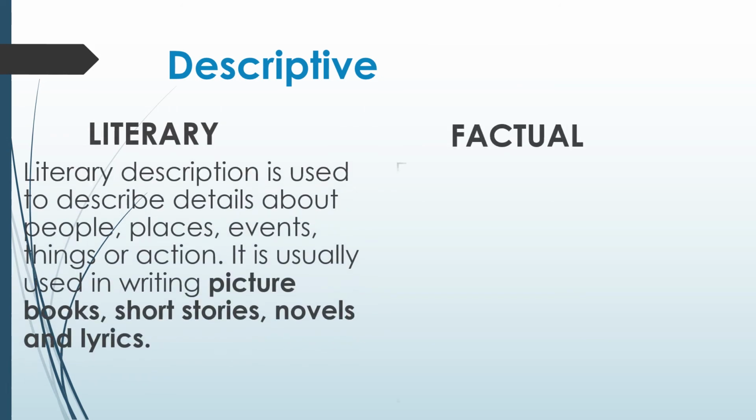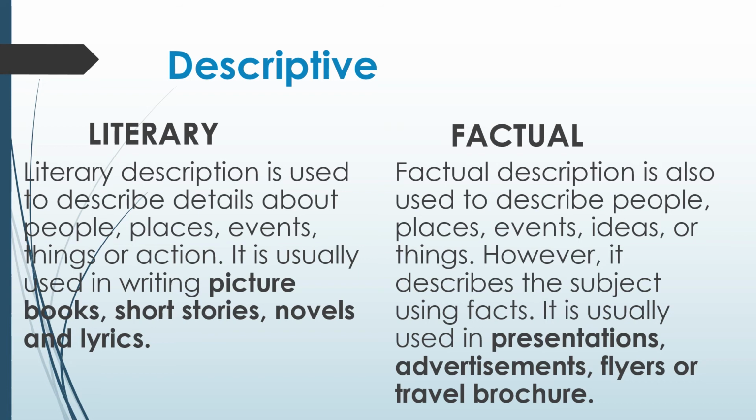Let us compare literary and factual descriptive text type. Literary description is used to describe details about the people, places, events, things, or action. It is usually used in writing picture books, short stories, novels, and lyrics. Factual description is also used to describe people, places, events, ideas, or things. However, it describes the subject using facts. It is usually used in presentations, advertisements, flyers, or travel brochures.